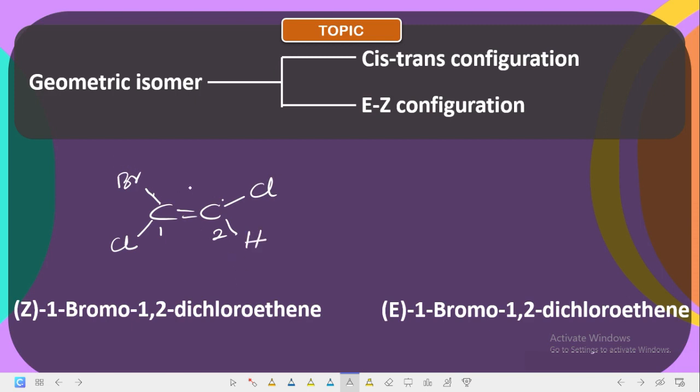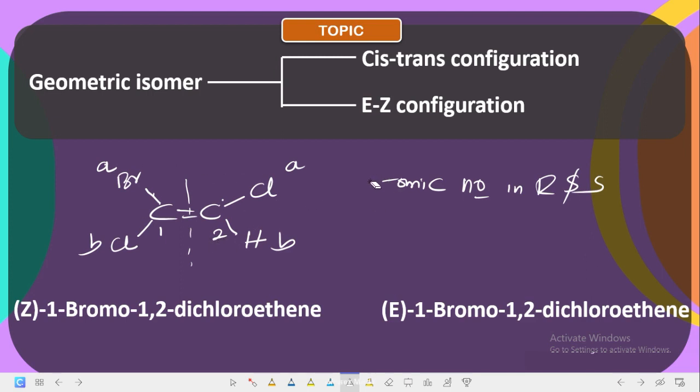Now what is the higher priority group? According to the EZ configuration, what you do is assign priority to both sides. If the 2 higher priority groups are on the same side, you call it Z. If they are on different sides, you call it E. So in this group now, this is the higher priority group. Let's say this is A and this is B. This is A and this is B. Combining bromine and chlorine, bromine has higher atomic number. The order of priority is also in atomic number, as in arrow and X. Is that understood? So this is A and B, chloro, bromine, and then A and B also. The 2 A's are on the same side, so you call it Z.